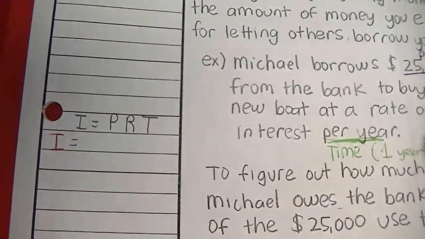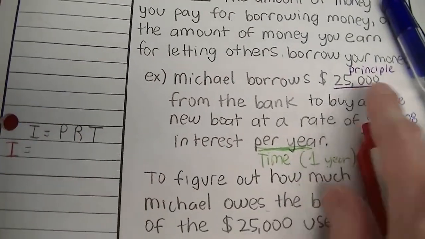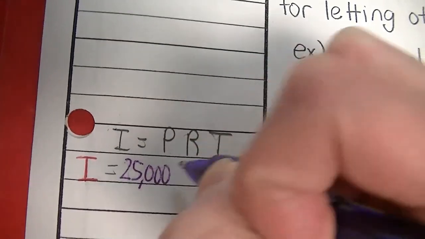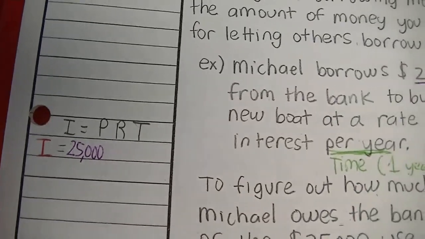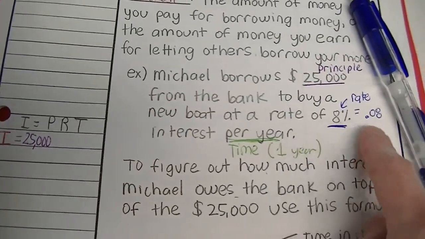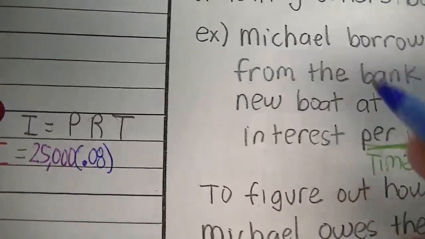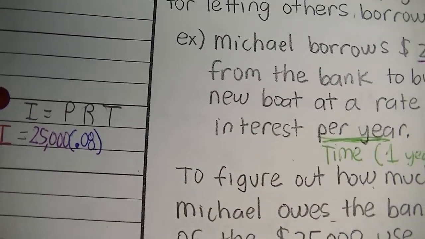Keep my equal sign. And then the principal, well, the principal amount was $25,000. So I'm going to put $25,000 in there, and multiply that by the rate as a decimal, so 8/100. I'm going to put parentheses right there because I know parentheses means multiply. And then the time was 1 year.